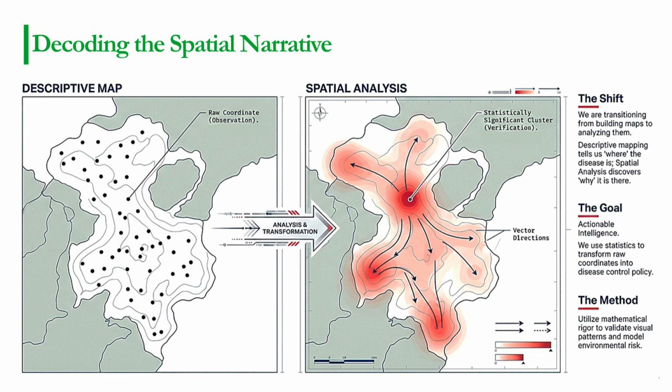We keep asking the same questions. Where is disease unusually common? Where is it unusually rare? And what is different about those locations? In this lecture, we move beyond simply viewing maps and start analyzing them statistically. We will learn how to test whether a cluster is real, how the key formulas work, how to model environmental risk, and how to use results to guide field action.